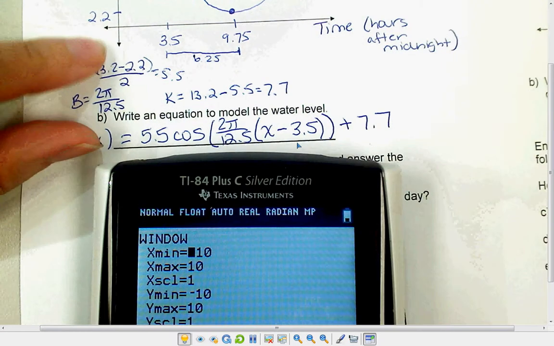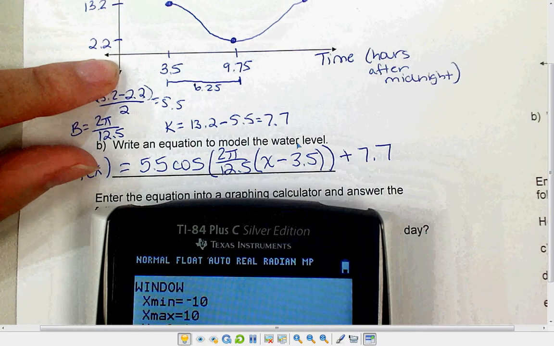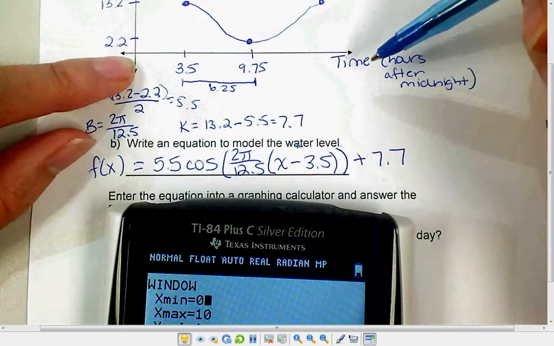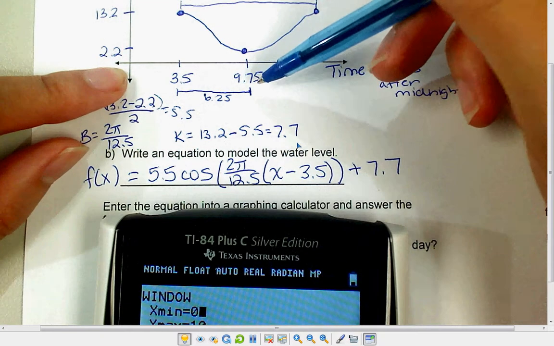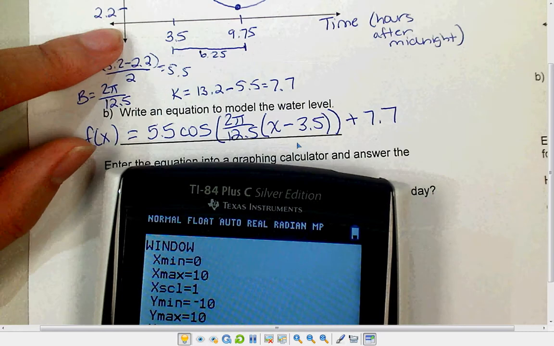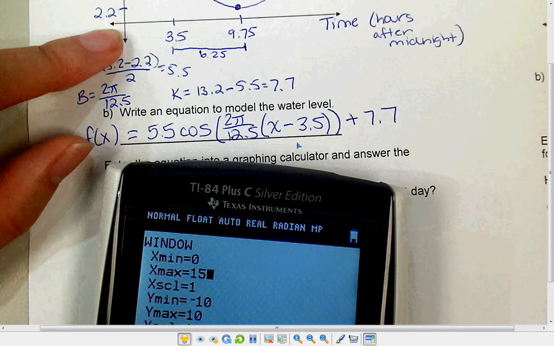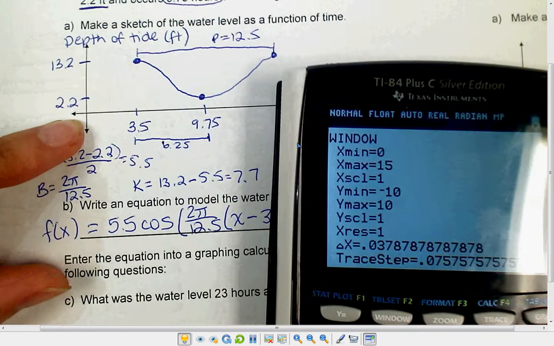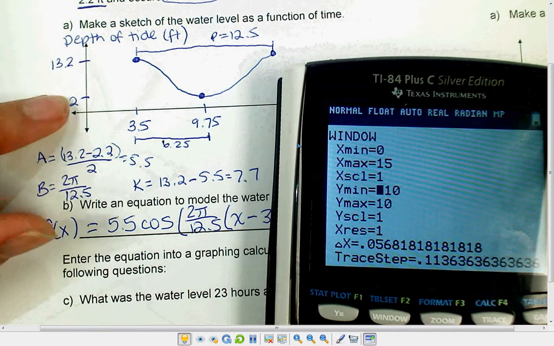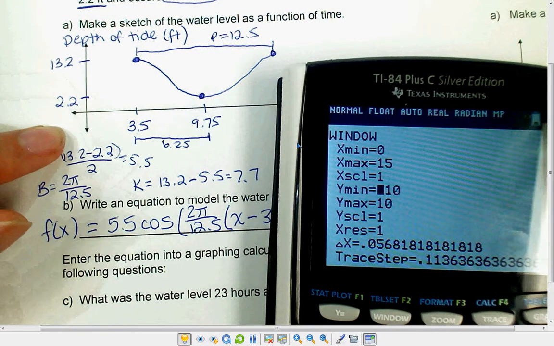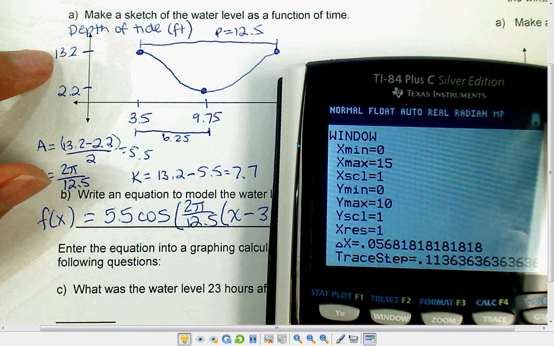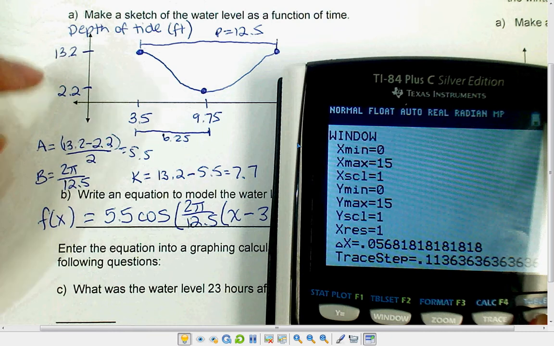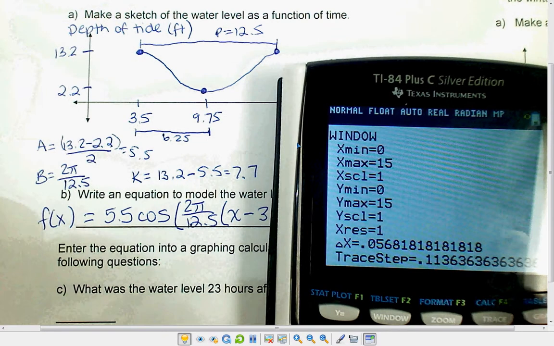my x min, I'm going to start at 0 because that's where this graph starts. For x max, I want to pick a number that's like way over here somewhere. It's got to be bigger than 9.75. So let's say we just use 15, just to be safe. And then for my y's, I wanted to include these two numbers, so again I'm going to start at 0 for my y minimum. For my y max, I want it to be above 13.2, so again let's just use 15. So I'm using 0, 15, 0, 15, and then graph it.